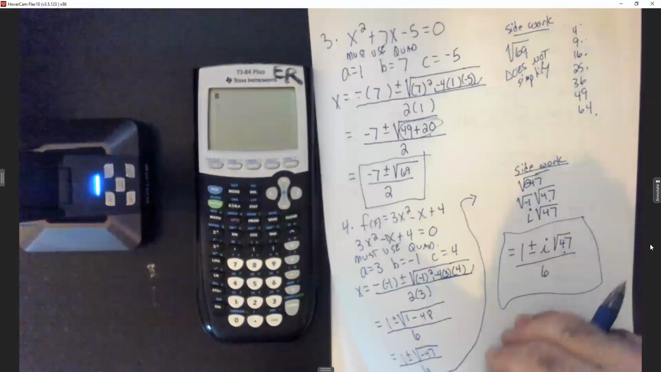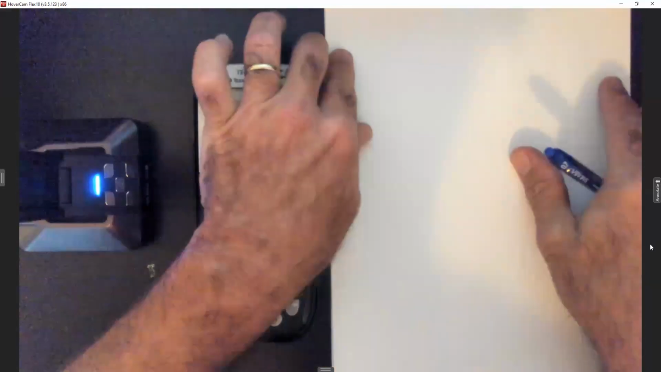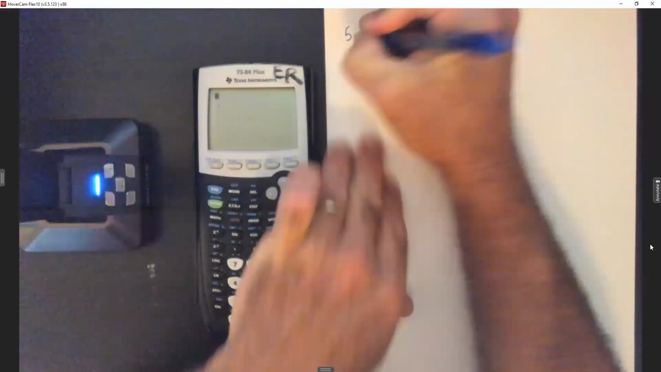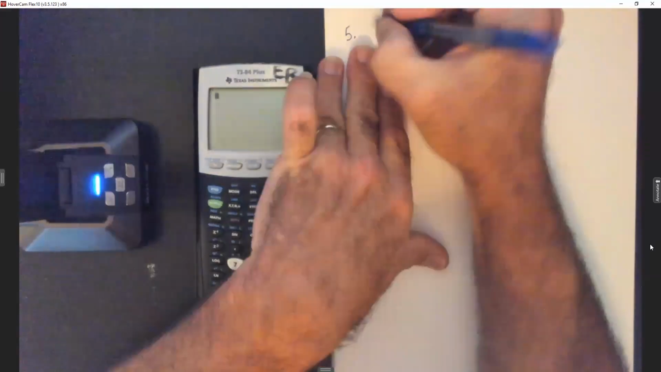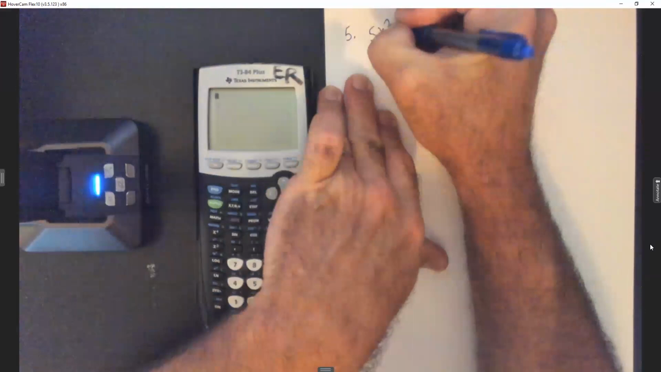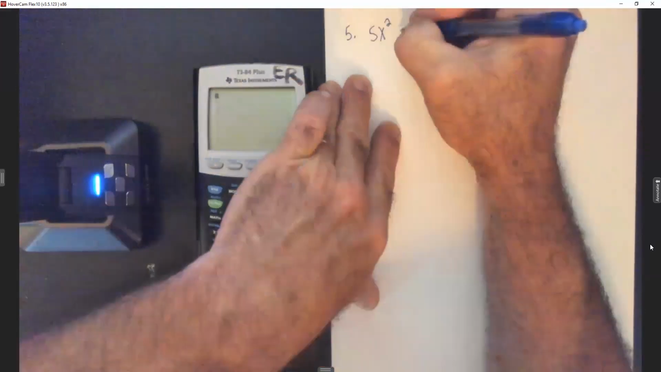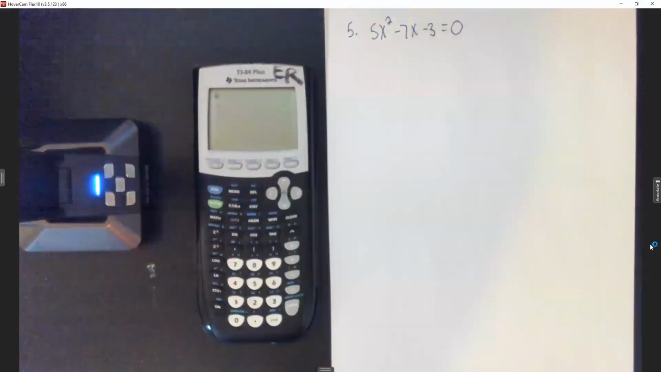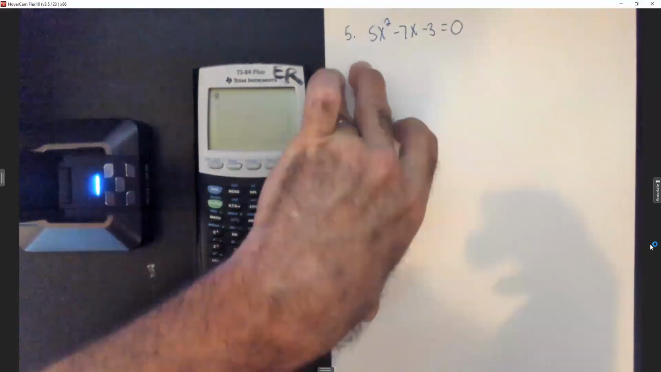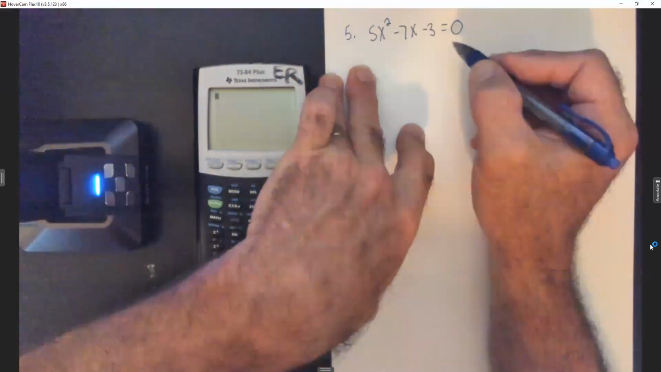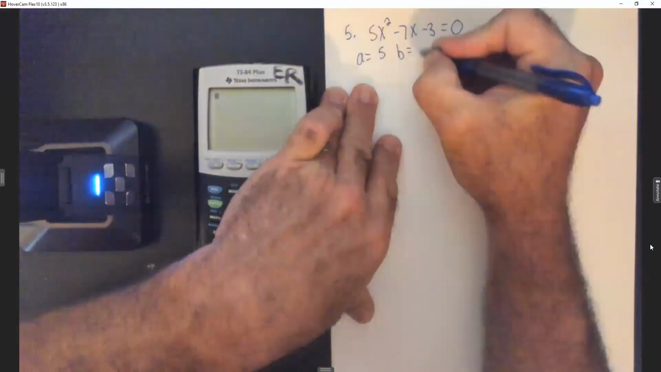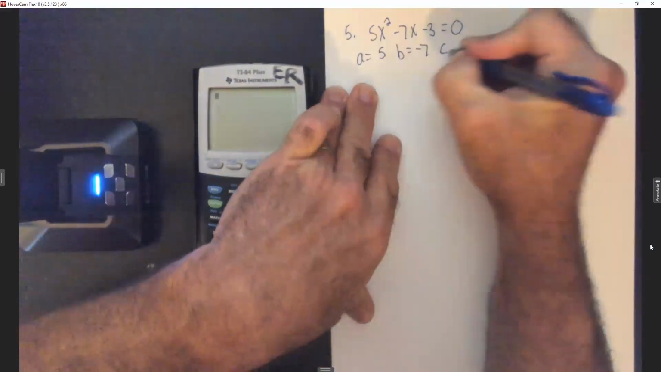I think I just got a couple more of these for you. All right, number 5 has a 5x squared minus 7x minus 3 equals 0. So I'm not even going to try to factor it because I'm pretty sure it doesn't. So let's just go A equals 5, B equals -7, and C equals -3.